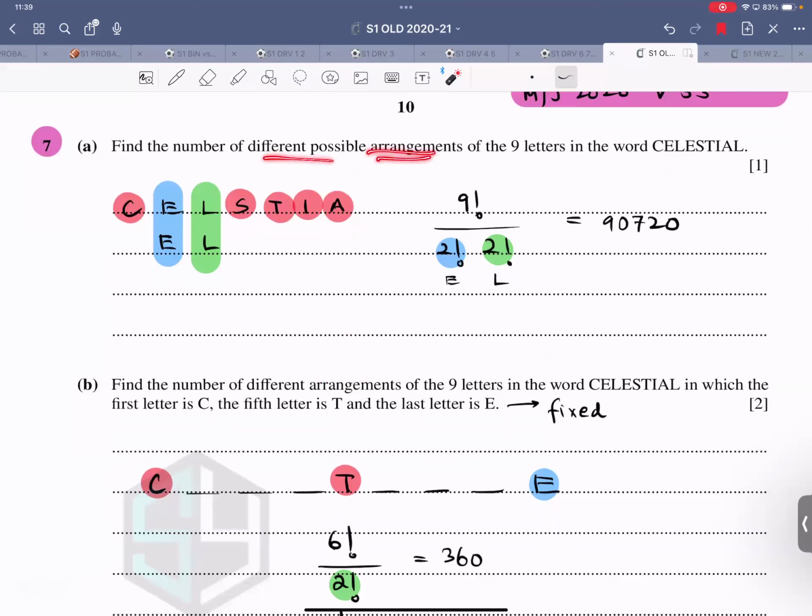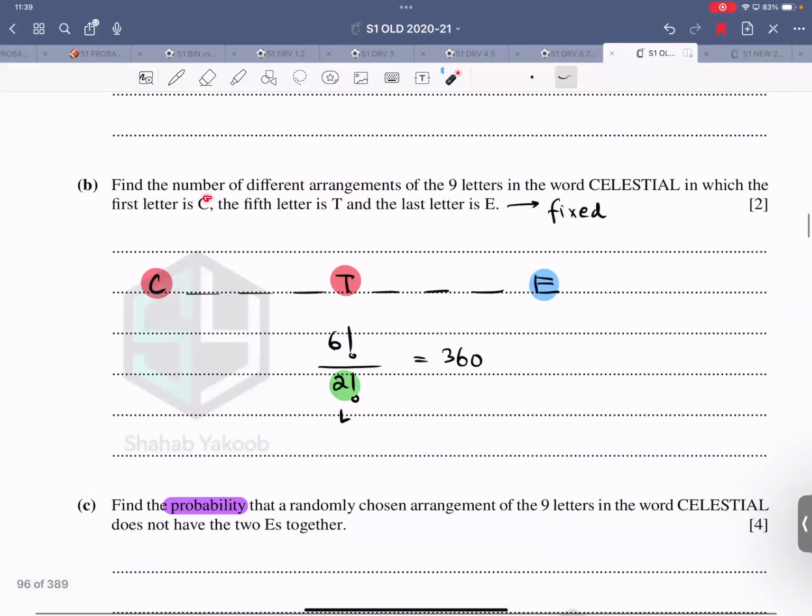Find the number of different possible arrangements of 9 letters in the word celestial. That is basic. Find the number of different arrangements of 9 letters in the word in which first is C, 5th is T, last is E. So now 6 spaces are left. So 6 factorial, divided by 2 factorial, because there are 2 L's.